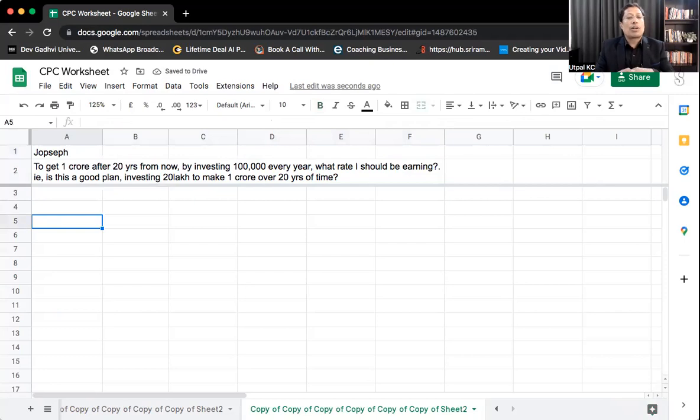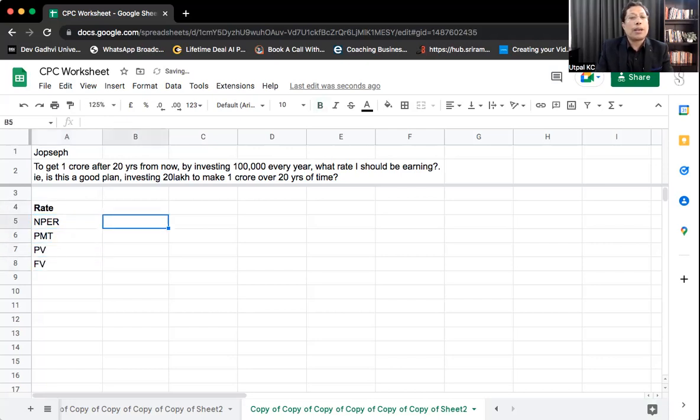To get 1 crore after 20 years from now by investing 1 lakh every year, what rate should I be earning? So that's the question: is this a good plan, investing 20 lakhs to make 1 crore over 20 years? Beautiful, awesome. This is a very simple rate problem. We write all the parameters: NPER, PMT, PV, FV.